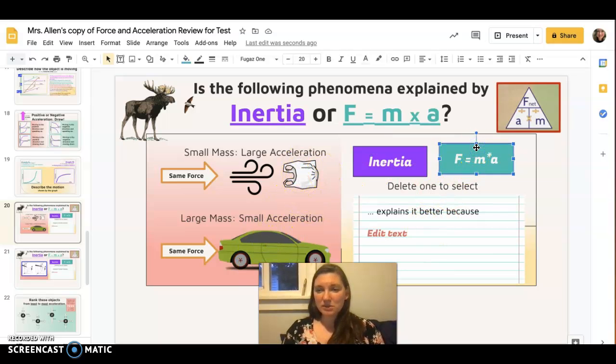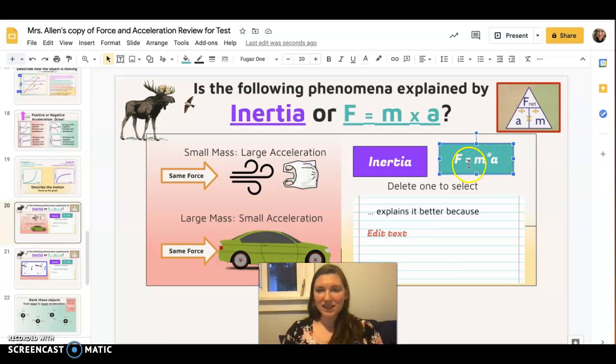But force equals mass times acceleration explains it because this is basically saying that the amount of net force that's moving the object depends on the object's mass. If it's a more massive object, you're going to need a lot more force. If it's less massive, you're going to need less force. And the amount of acceleration that is already happening.